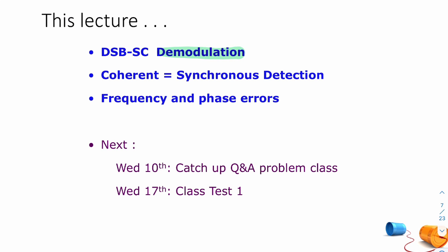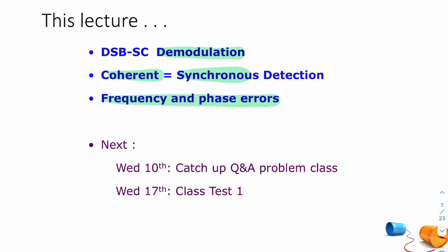So today we're going to talk about the demodulation. That's the detection, that's recovery of our original message from DSB. Just like we spoke about the demodulation of AM, today we're going to talk about the demodulation of DSB. We call this kind of demodulation coherent or synchronous detection, in contrast to the non-coherent and the asynchronous detection that we used for AM. We're going to talk about the effect of frequency and phase errors at the receiver. So it's a short lecture.